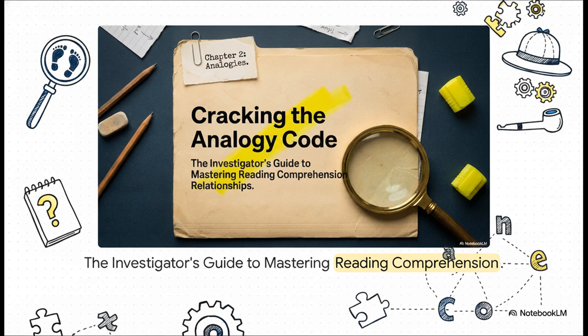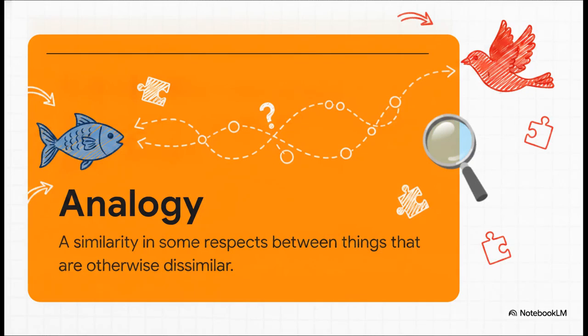To crack them, you've got to step into the mindset of a detective, looking for the hidden mechanics working behind the words. Chapter 2 provides us with this official definition. An analogy is a similarity in some respects between things that are otherwise dissimilar.